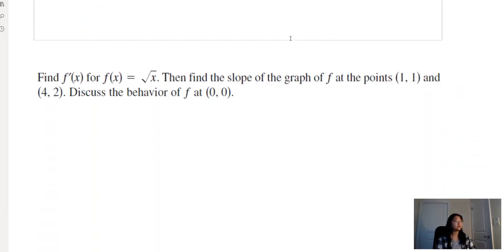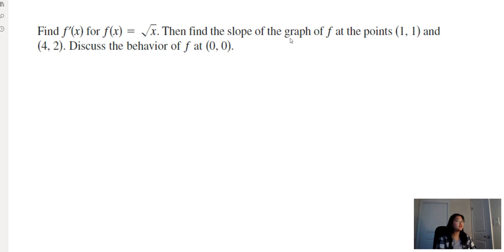Alright, moving on. Find f prime of x, so the derivative, for f of x equals square root of x. Then find the slope of the graph at the points (1, 1) and (4, 2). Discuss the behavior of f of x at (0, 0). Okay, so first of all, let's just sketch what square root of x looks like. Like that. Okay, so let's discuss the behavior at (0, 0) first.